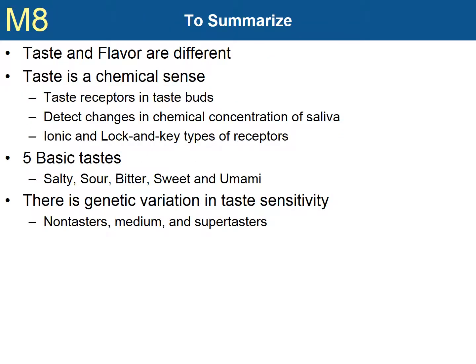To review, taste and flavor are not the same thing. Taste is a chemical sense. The taste receptors in the taste buds detect changes in the chemical concentrations of particular compounds in the saliva. There are two kinds of receptor mechanisms, ionic and lock and key, and there are 5 basic tastes: salty, sour, bitter, sweet, and umami, or savoriness. Finally, the sensitivity to some tastes, particularly bitter, is inherited and tends to impact the dietary habits of individuals.